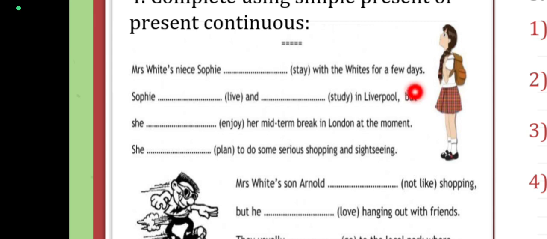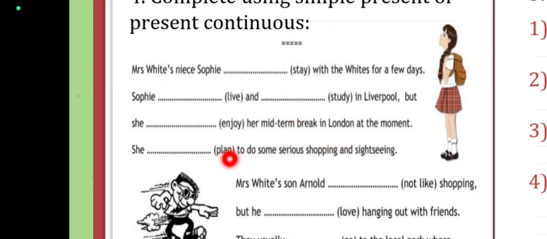Can you do from but to sightseeing? But she's enjoying her midterm break in London at the moment. She plans to do some serious shopping and sightseeing. You good. That's it. Great job. Is enjoying midterm break because this is temporary, and she plans because this is something that she usually does. Okay, so she plans to do some serious shopping and sightseeing.